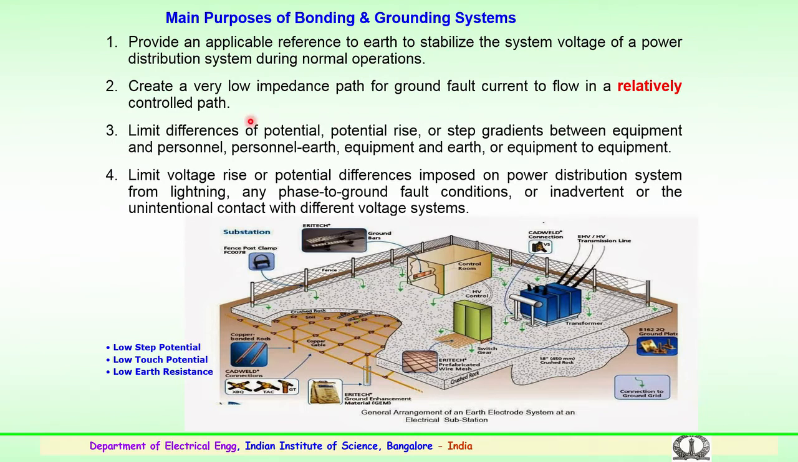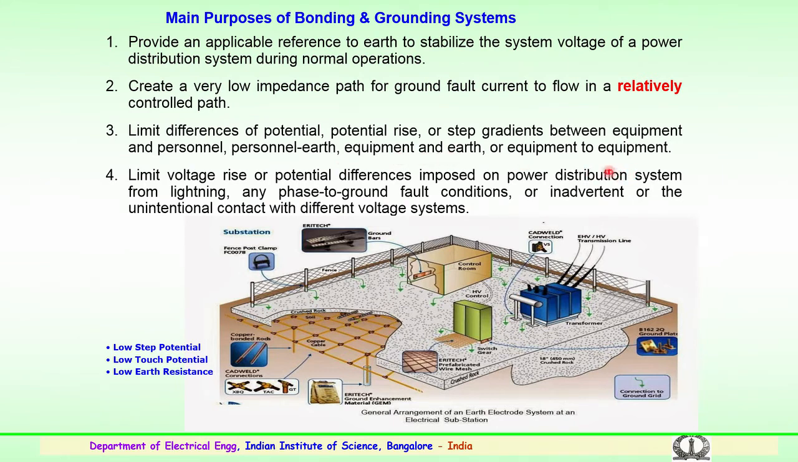This grounding or earthing limits the differences of potential, particularly the rise in potential or the step gradients between the equipment and sometimes the personnel and the earth, the step potential between a person and the earth, equipment and the earth, or equipment to equipment.